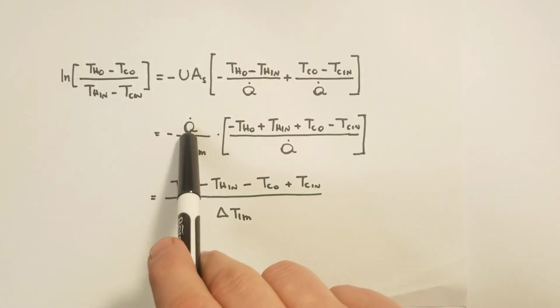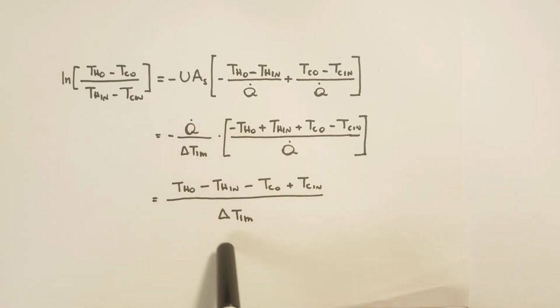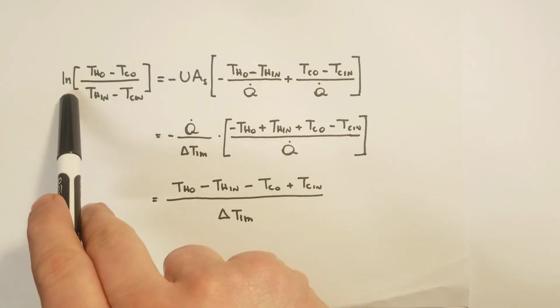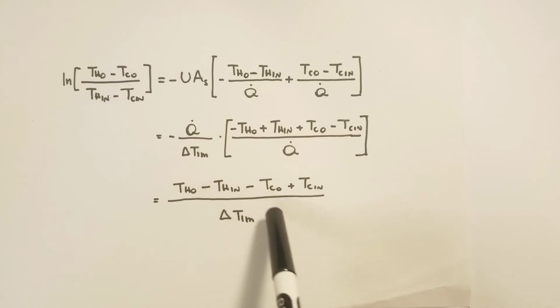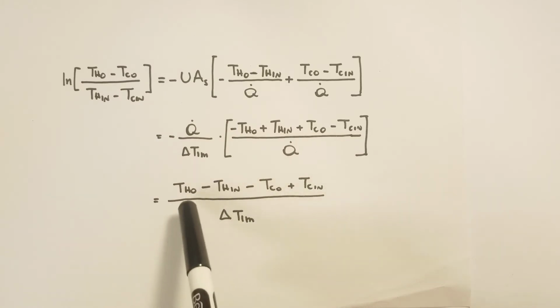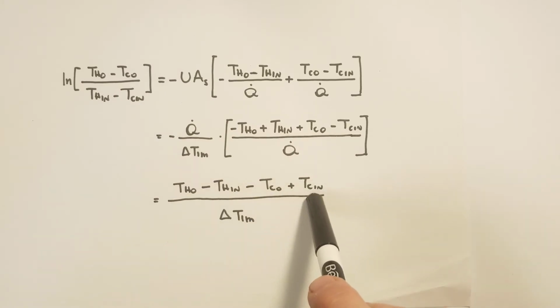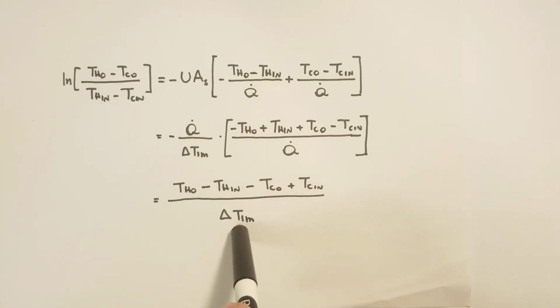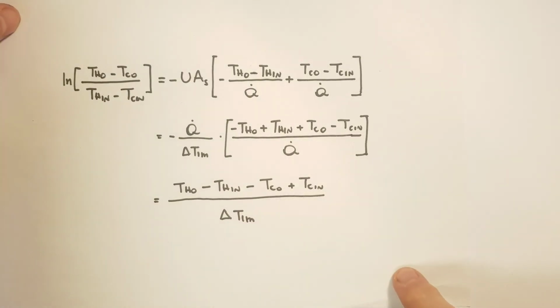So Q appears here at the numerator. The numerator can be simplified. So we have the log of this ratio, which is also equal to an expression that contains the 4 temperatures at the inlet and outlet of the cold fluid and the hot fluid, divided by what we need to find, the delta T LM, log mean temperature difference.